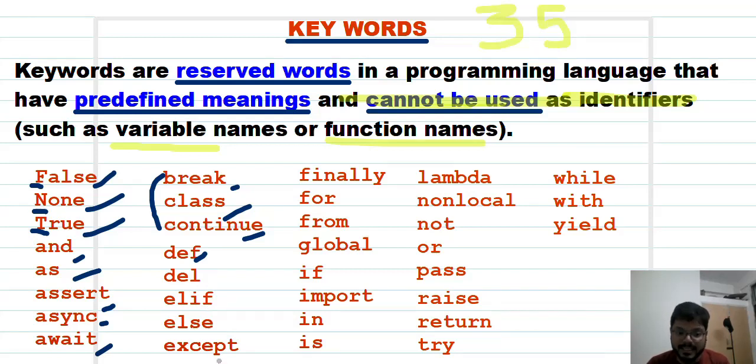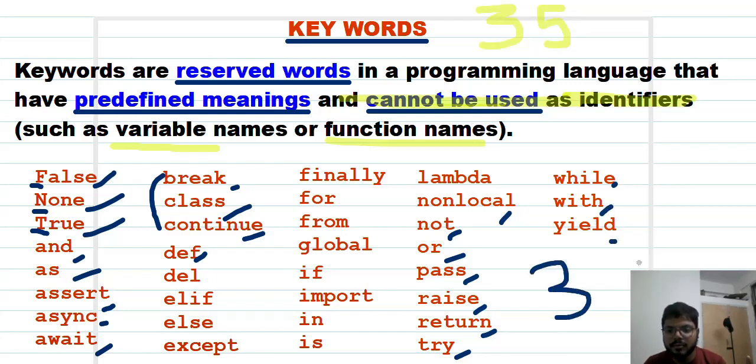elif, else, except, finally, for, from, global, if, import, in, is, lambda, nonlocal, not, or, pass, raise, return. Return is generally used to return a value for us. try, while, with, yield. These are the total 35 keywords that you need to have some basic idea about. You don't need to remember everything, but remember one thing: you should not use these keywords as your identifiers.